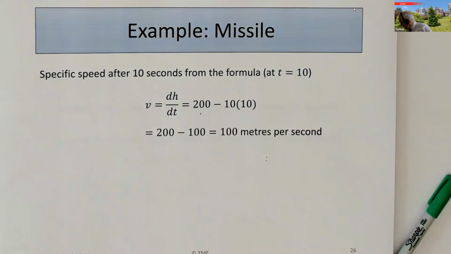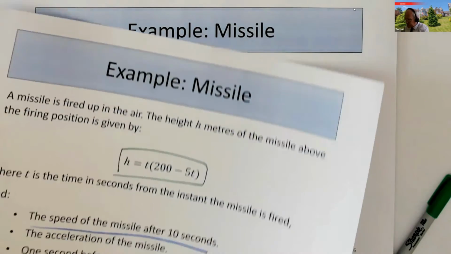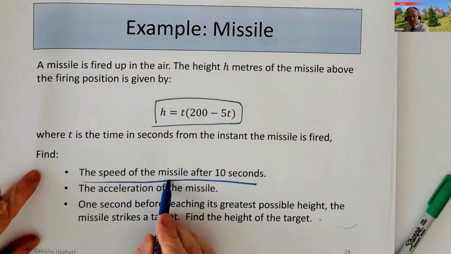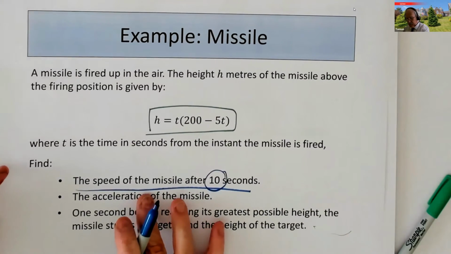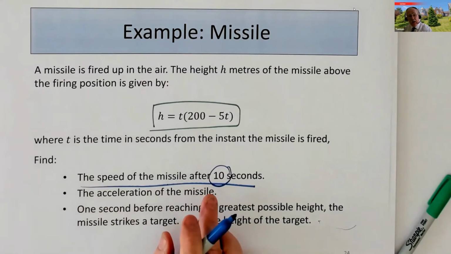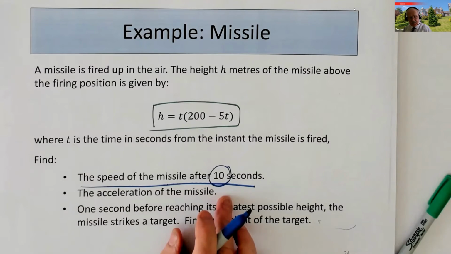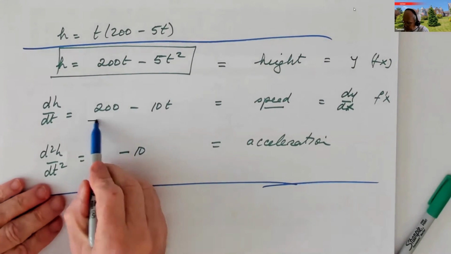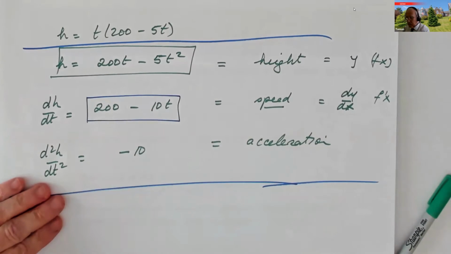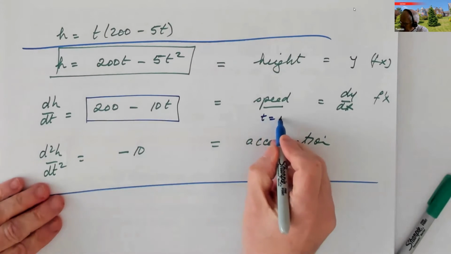However, the question said, find the speed of the missile after 10 seconds. Not the speed of the missile, but the speed of the missile when t is 10. So now you've got to go back here and say, really what they were looking for here is not this. That's the speed of the missile, but when t is equal to 10.